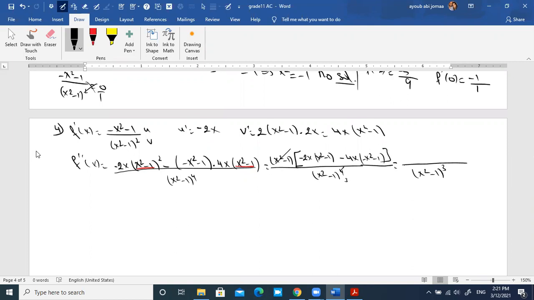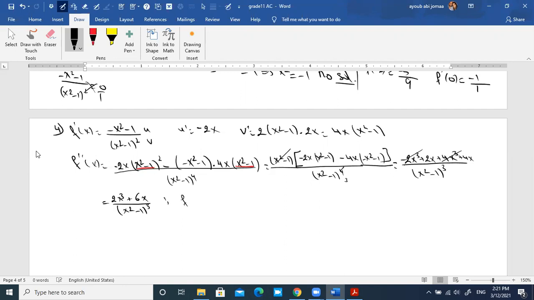Numerator, negative 2x cubed plus 2x, and here plus 4x cubed and plus 4x. So it is equal to 2x cubed plus 6x over x squared minus 1 to the power 3.